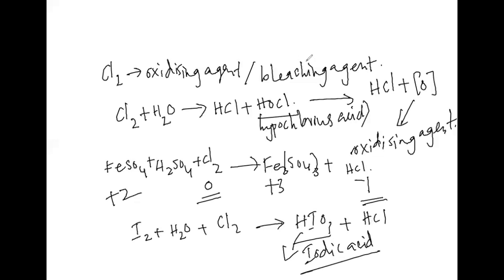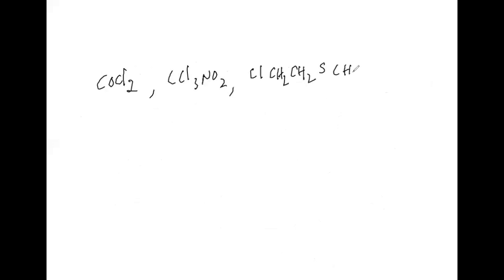What is the formula of phosgene? Phosgene is COCl2. Then the tear gas formula is CCl3NO2. The mustard gas formula is Cl-CH2-CH2-Cl. Like this, just remember the names of these compounds also.